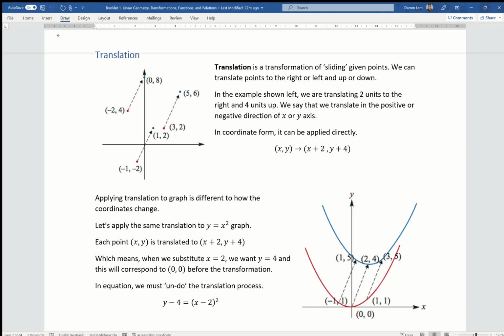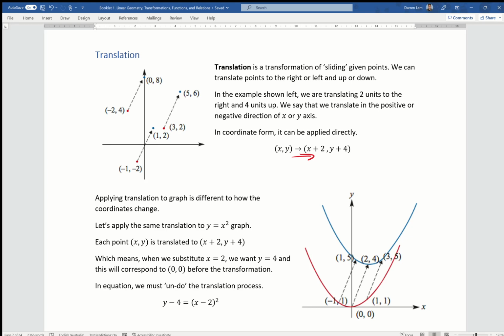We write that xy goes towards x plus 2, comma y plus 4. Literally, if we have whatever value or whatever function it is, right? If we apply translation of 2 units to the right, it's x plus 2. It's pretty straightforward. So, if we're applying a positive translation of 4 units upwards, we're adding 4 to our y value.